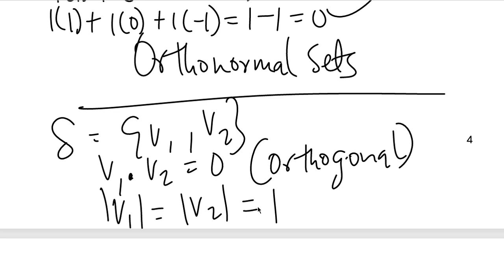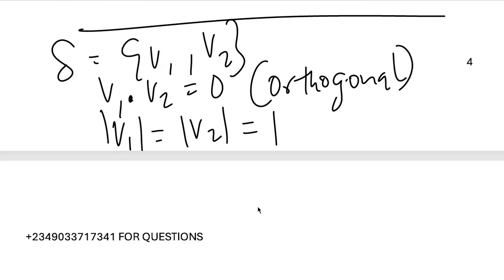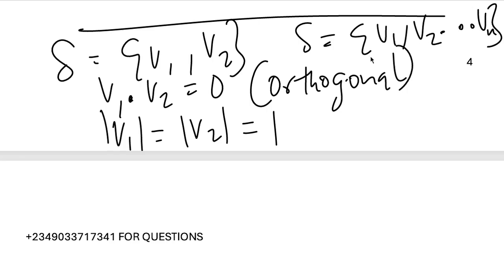So even though this set has more than 2 members, let's say it has v1, v2 down to vn, we will now test for orthogonality. We pick all possible pairs of vectors from this set and ensure that their dot product is 0. That now tells us that this is an orthogonal set. Then moving on to see if each member has a magnitude of 1, v1, v2, v3 down.